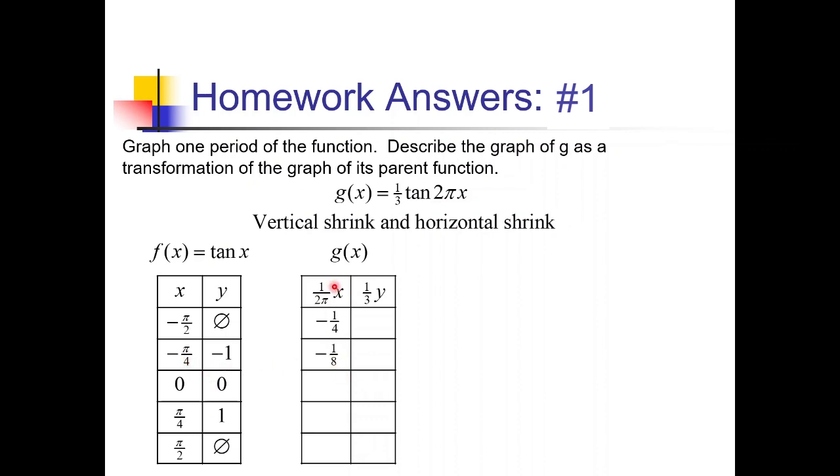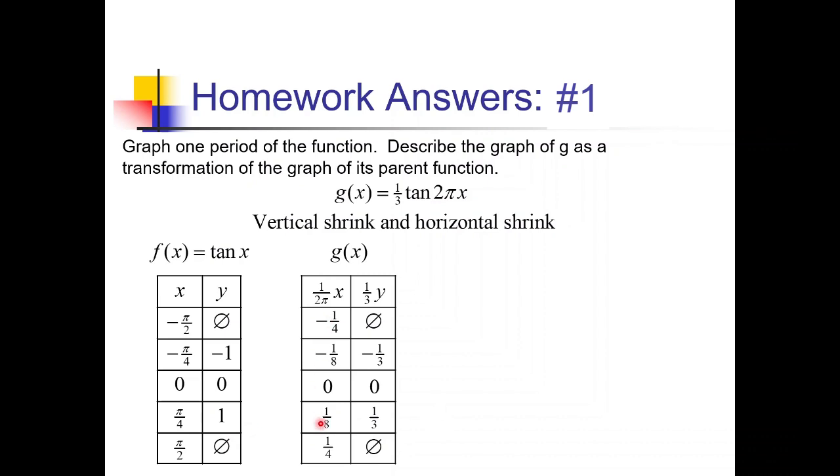If I multiply that by 1 over 2 pi, 0 is still going to be 0. Pi over 4 becomes 1/8 positive, and then pi over 2 is now going to be a positive 1 over 4. For the 1/3 times y's, undefined is still undefined. Negative 1 is now negative 1/3. 0 is 0. 1 is 1/3. And we've got this undefined still being undefined.